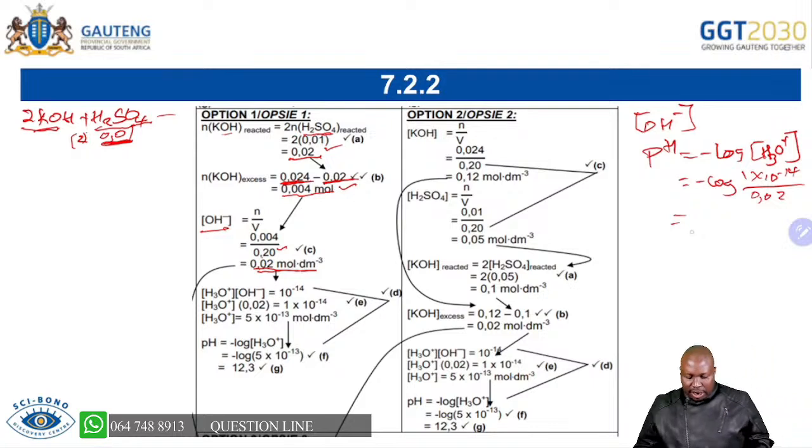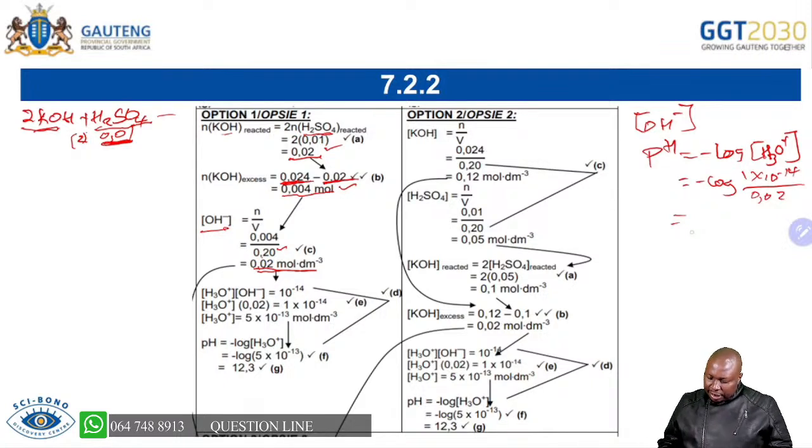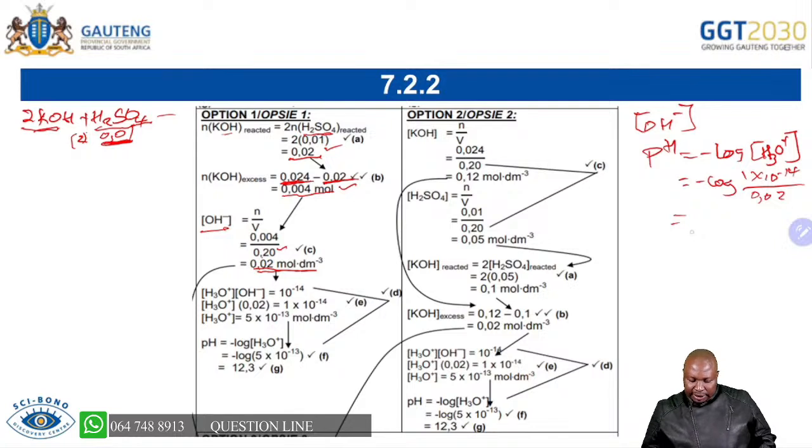And then let me just do it to confirm with you. We have minus log, then 1 times 10 to the power of minus 14, which is our Kw, divided by the concentration of the base, which is 0.02. Then we close our bracket. Then we know that we are done, and we are able to get our answer there at the end of the day.